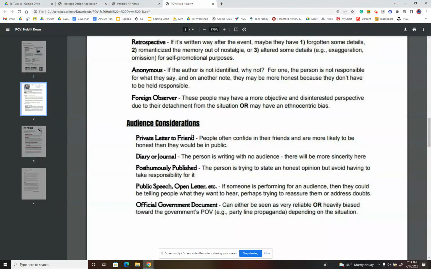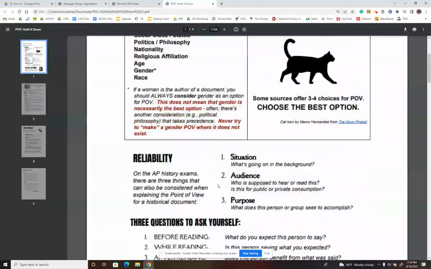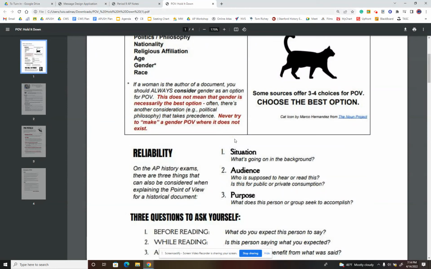For audience considerations, obviously, things to consider are a private letter to a friend, a diary, something that's been published, a public speech, an official government document. Usually, when it comes to a proclamation or a law, I tell them point of view is not going to be found there, so don't waste your time. Instead, they need to focus more on these three items here. What is the situation, maybe? Who is the audience? Who is the purpose? Or what is the purpose?